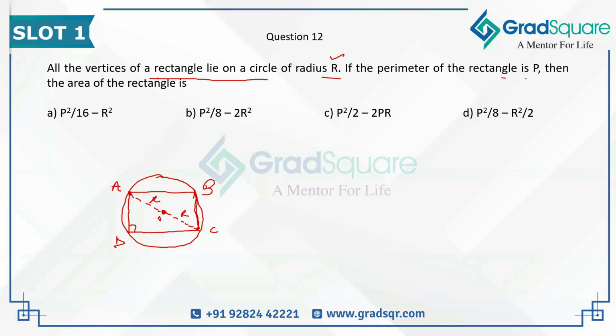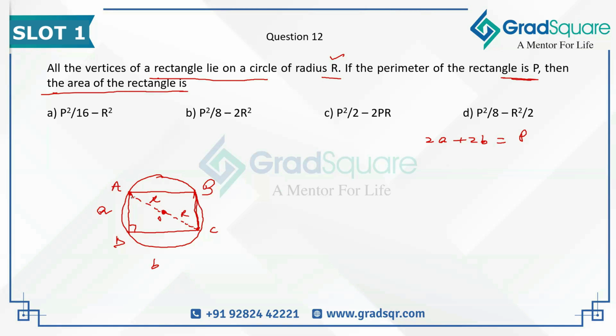Now, if the perimeter of the rectangle is P, and let's say the sides of the rectangle are A and B, then the question is telling us that 2A plus 2B is equal to the perimeter P, and the radius is R. Then find the area of the rectangle. We have to find the value of A into B. That's what the question is talking about.